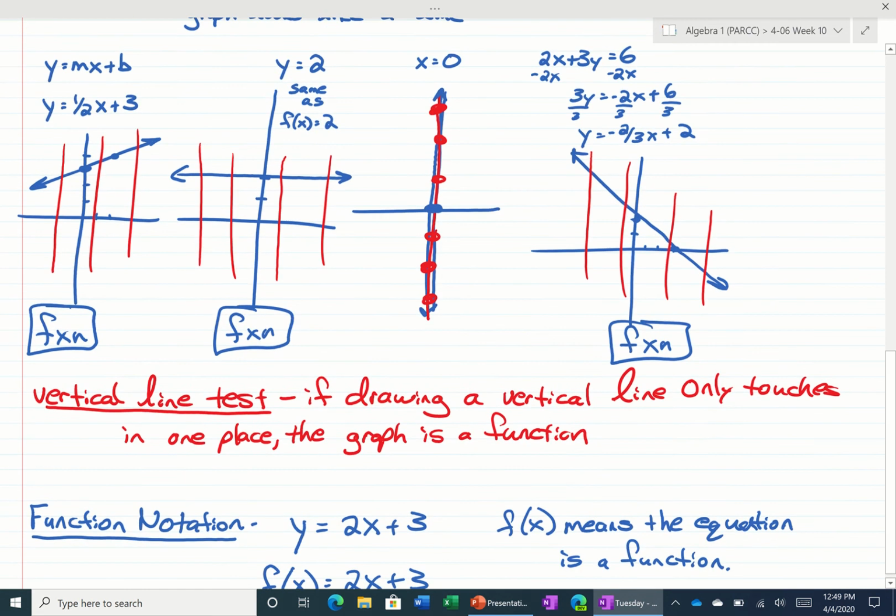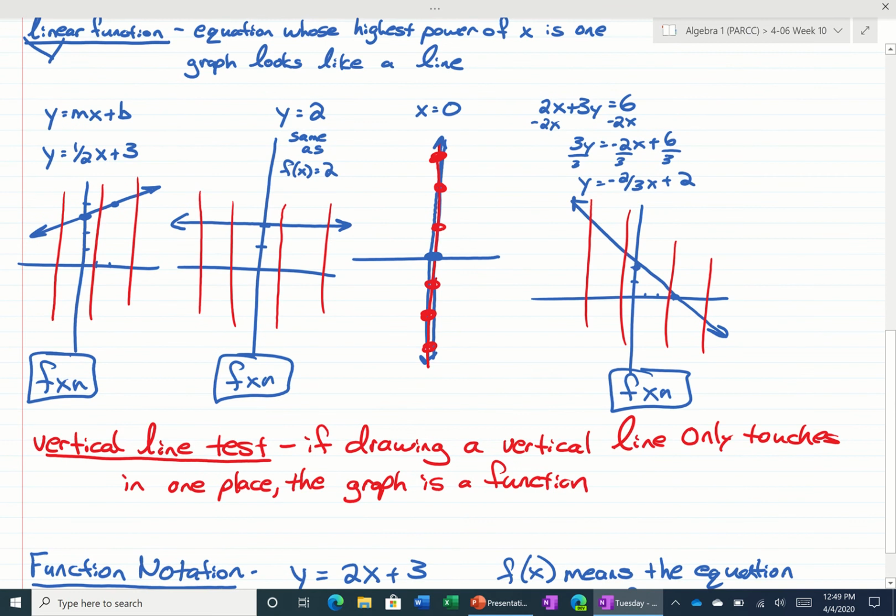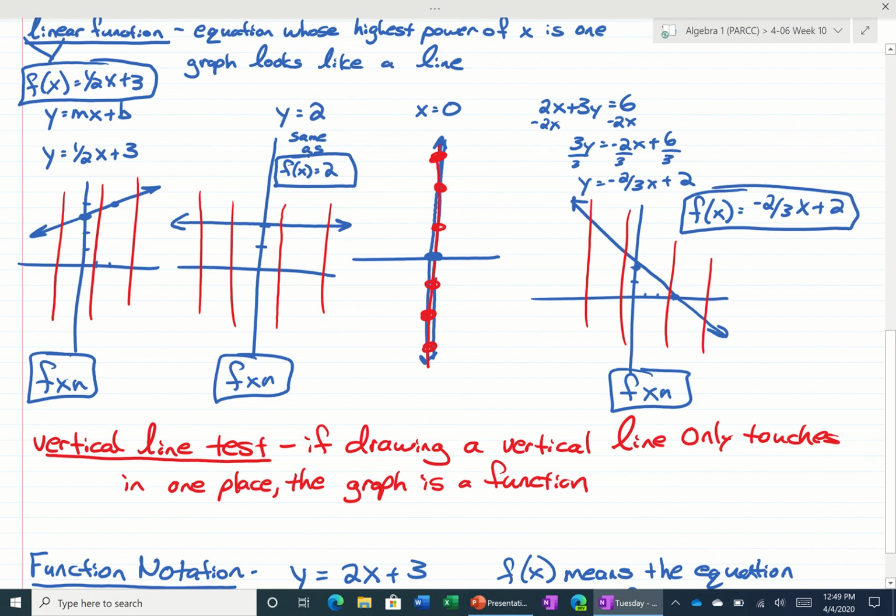All right, so you see how this first graph was a function. We could have written it f of x equals 1/2 x plus 3. This other graph, we could have written it f of x equals 2. This last graph, we could have written it, instead of y, f of x equals negative 2/3 x plus 2. This middle graph, we can't do that because we talked about it not being a function.